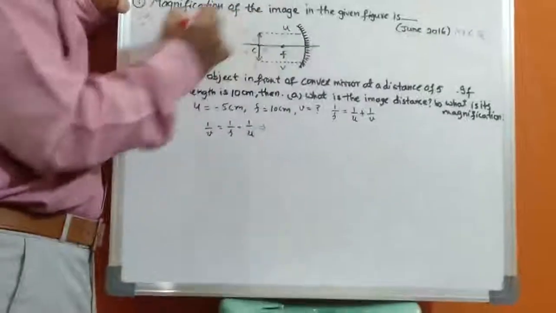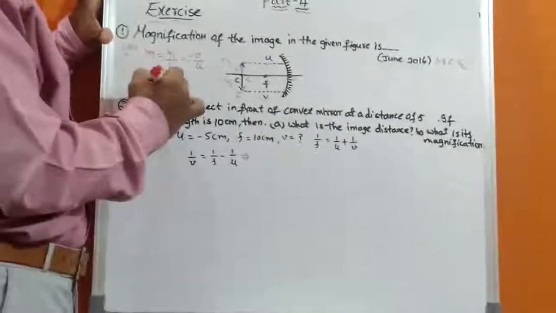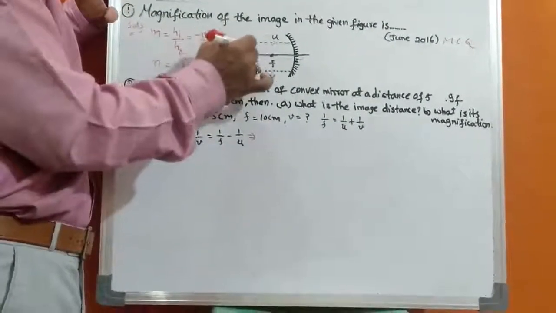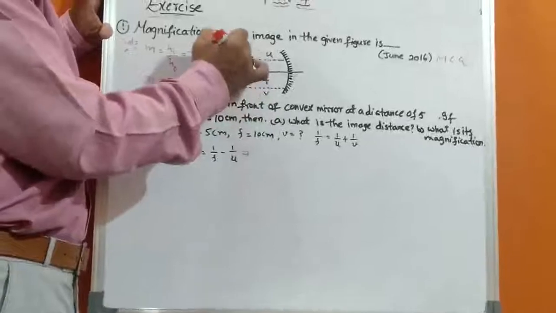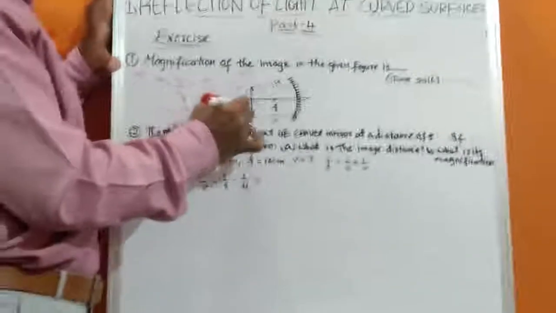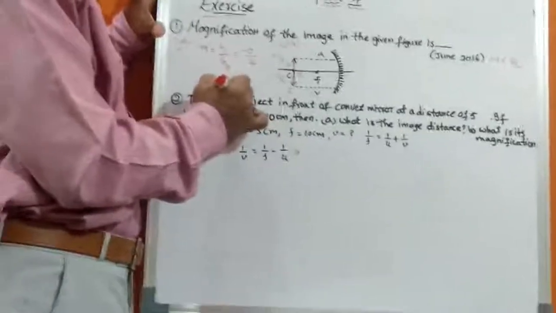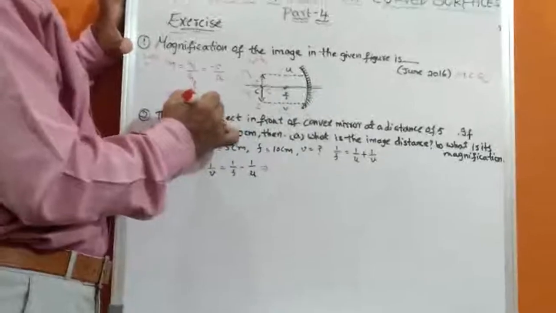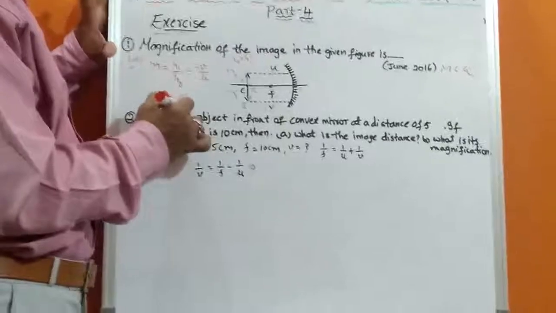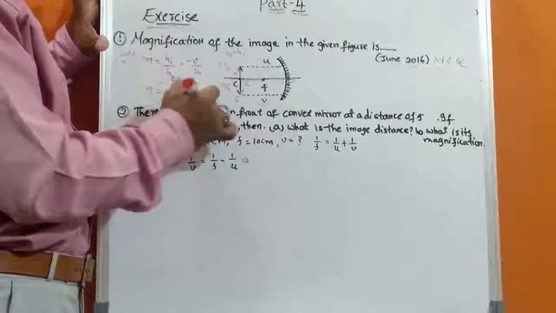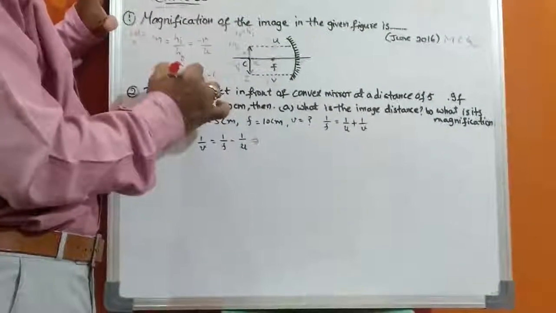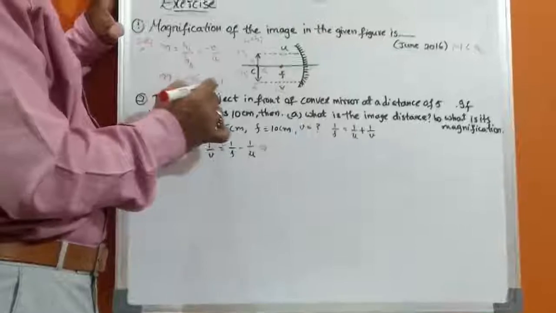Substituting these values, we get M equals minus HI by HO. Both sizes are the same: the height of the object equals the height of the image. So the height of the image is minus the height of the object, plus HO. HO gets cancelled, so we get minus 1. So the magnification, taking image and object heights, is minus 1.